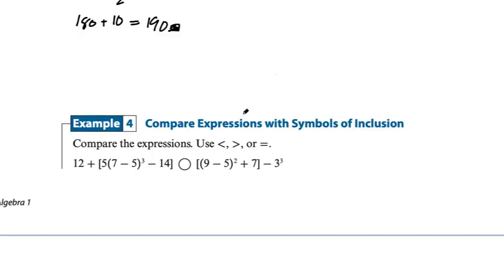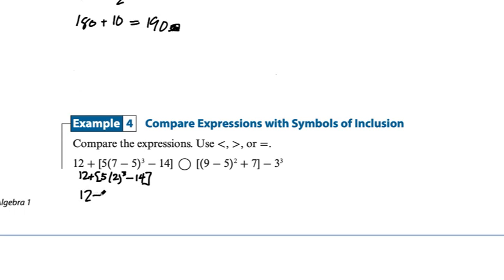So this final example, I think this is the final one, we'll see in a minute, this example 4, is using our less than, greater than, or equal to symbol to compare these two expressions with what I'm going to say is a whole lot going on. So basically what you have to do is simplify this as much as possible, which means you got to do the rewrite and simplify. So this is going to be 5 times 7 minus 5 is 2, to the third power, minus 14. That's a little bit squeezed up there, but let me go ahead and write it neater.